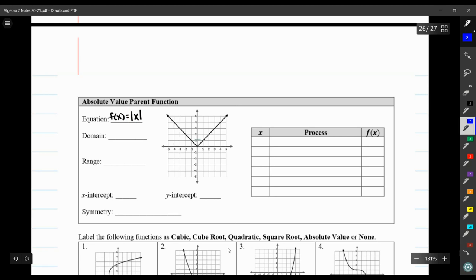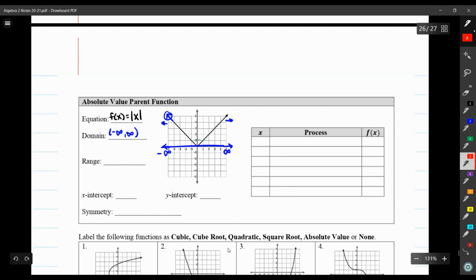Let's look at domain. So my domain is the furthest left to the furthest right. Well, this guy goes left forever. So that's going to be negative infinity. And he also moves right forever, which is positive infinity. So the domain of the absolute value is all real numbers. I can have any negative and any positive, including 0.